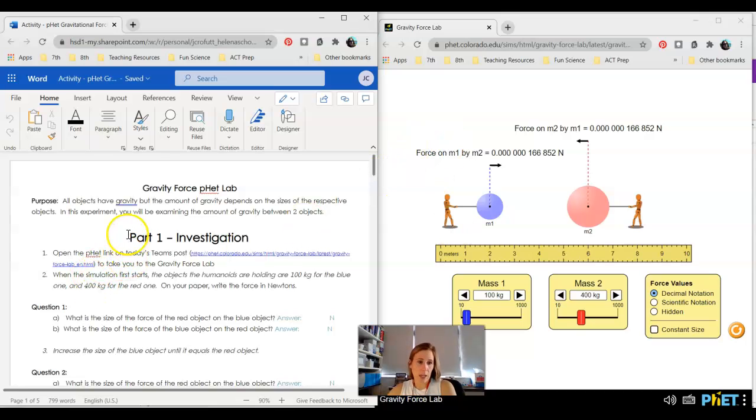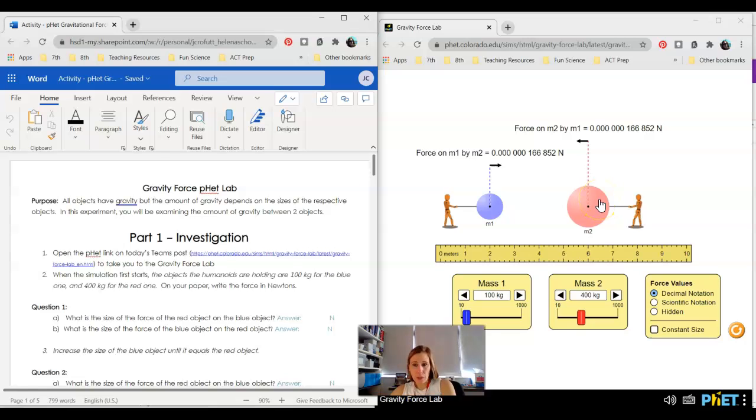All right, so let's take a look at part 1. We know that all objects have gravity, but the amount of gravity depends on the sizes of the respective objects. In this experiment, you will be examining the amount of gravity between 2 objects. So when you open this up, you see that this blue object has a mass of 100 kilograms, and this red object has a mass of 400 kilograms. Each of those objects has gravity. But which one has the higher gravity, the blue object or the red object, and why?